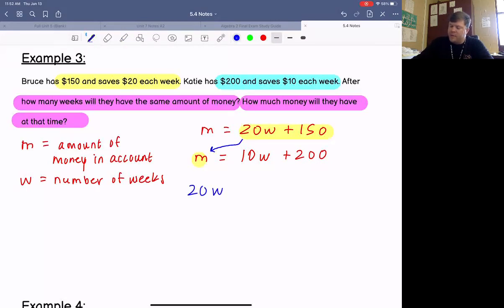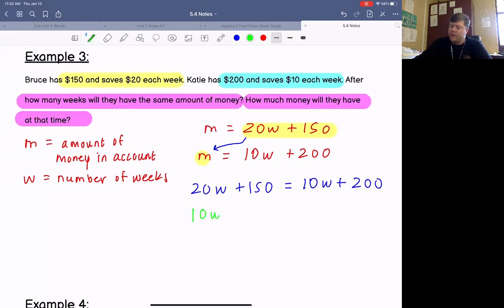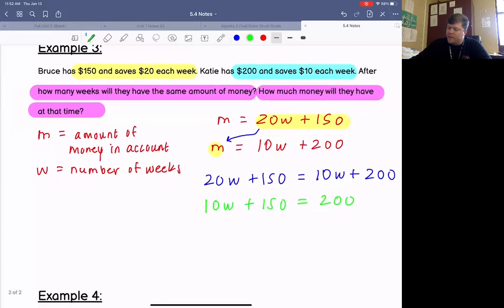So 20W plus 150 equals 10W plus 200. All right, I got variables on both sides. We all know there's a bunch of different ways to do that. Moving that variable term right to left, so subtracting 10W on both sides is kind of the way to go here. So at this point in Algebra 1, we should be able to follow that pretty easily. And subtract 150 on both sides, of course.